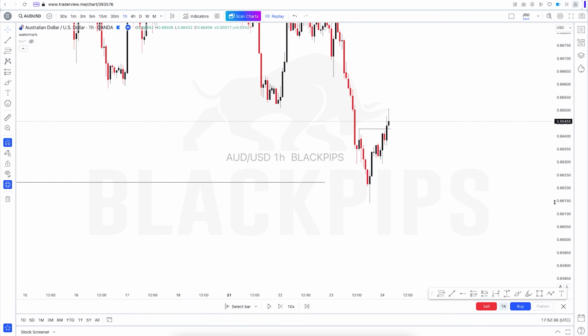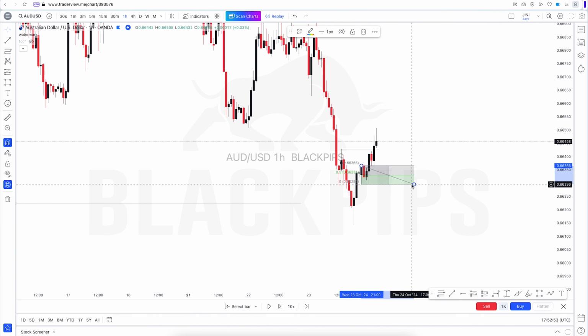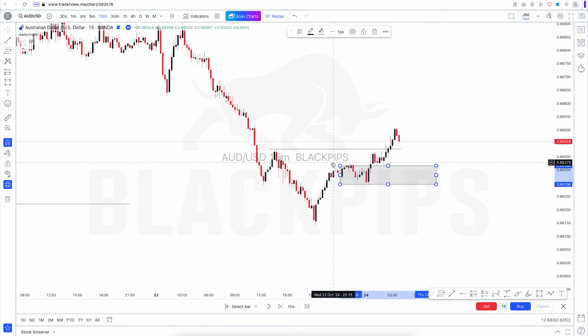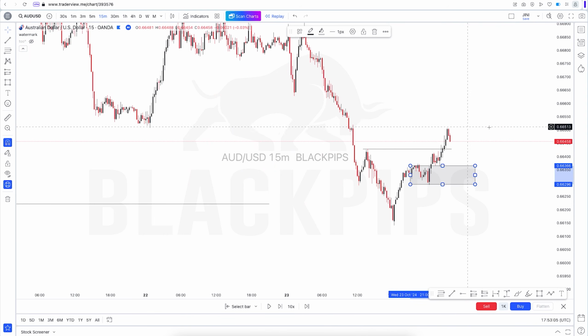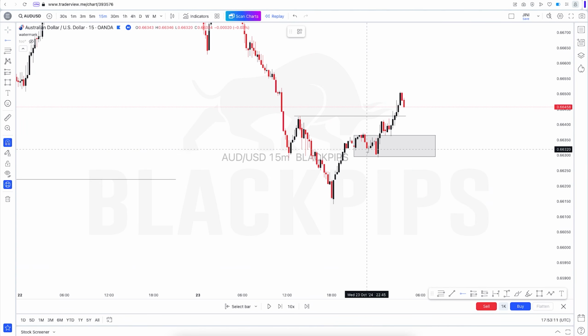So now we have the type 2 entry, because we have the change of character, but also we have two inside formations. I marked this one because this was the lower one, and as you can see, the market didn't take this inside formation 50%. So I just marked this one and then went down to the 15 minutes, where, as you can see, we have this liquidity engineering found inside the inside formation that we found in the 1 hour.